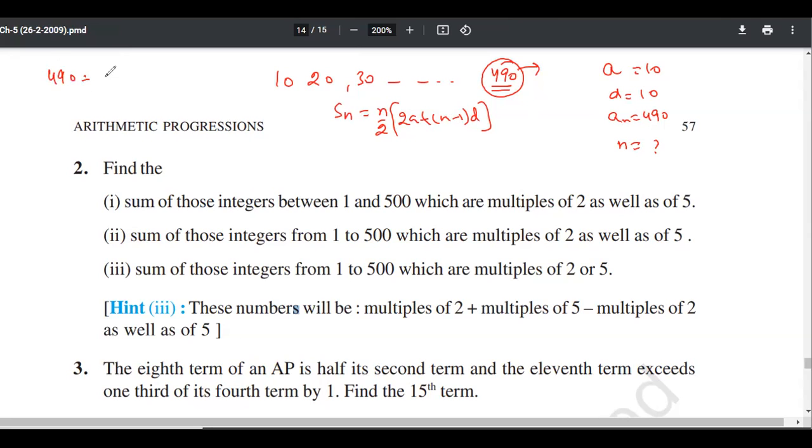490 is equal to a plus n-1 into d, where a is actually 10 and d is 10. So when this goes to that side, okay, 480 is equal to, yes, it will be 49, na? ओके, 49 टर्म्स है हमारे पास.